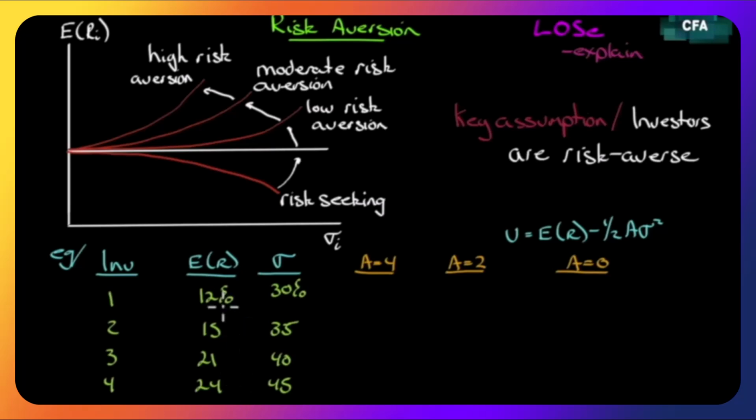Would you take the 12% with 30% standard deviation? If you go to 21%, it's more risk, but you're getting more return. Going to 24, again, more return, more risk. At what point does the trade-off not work out for you?